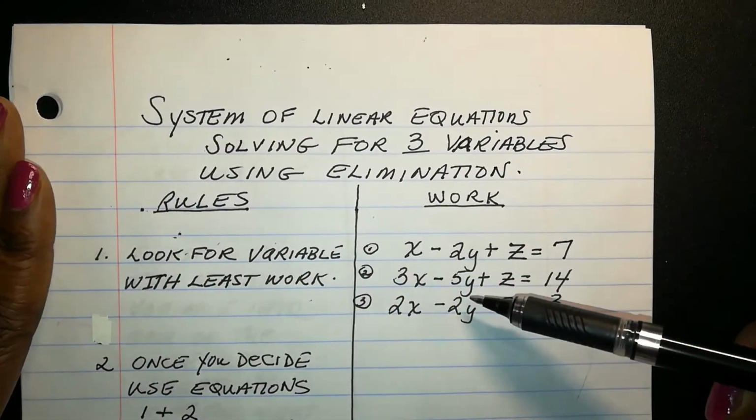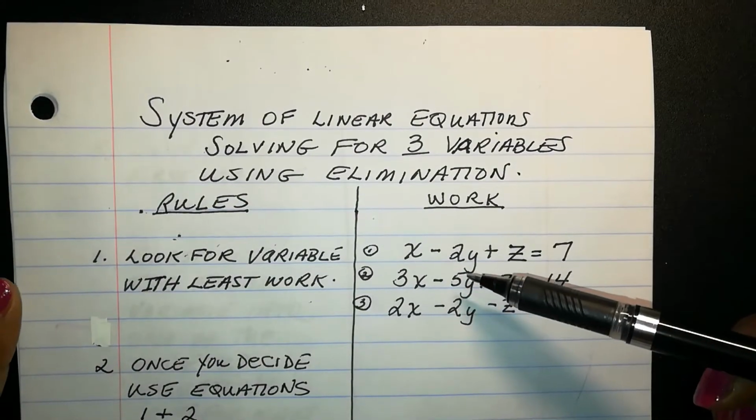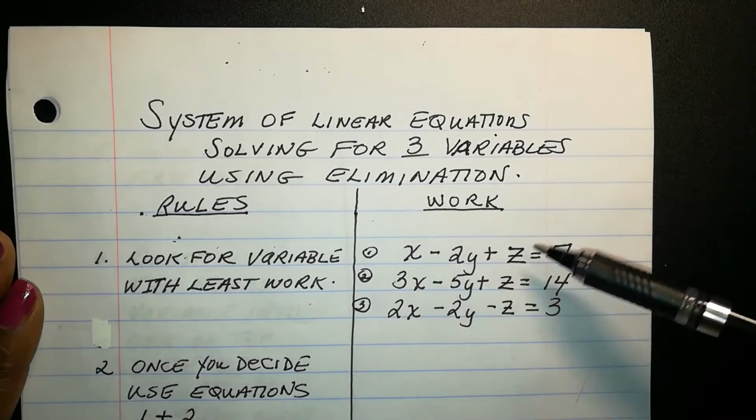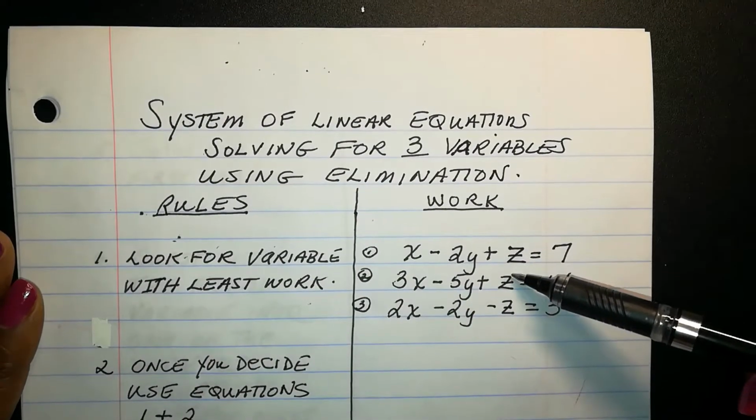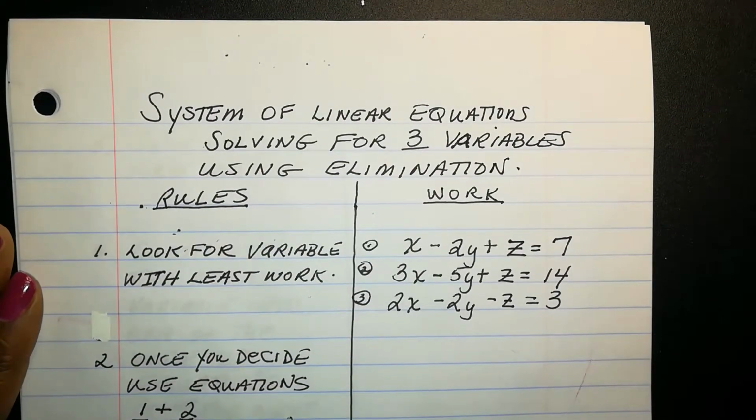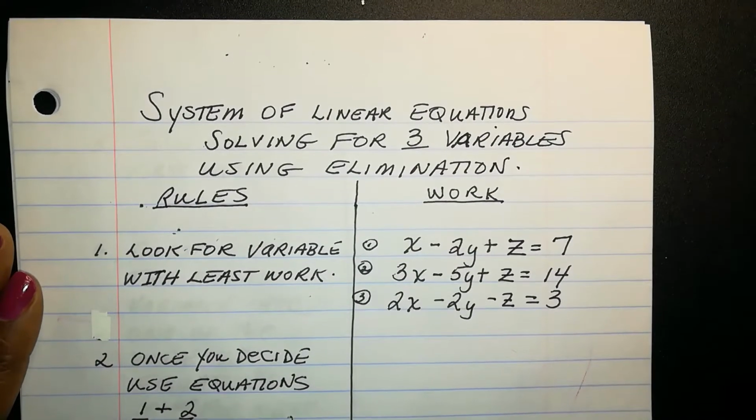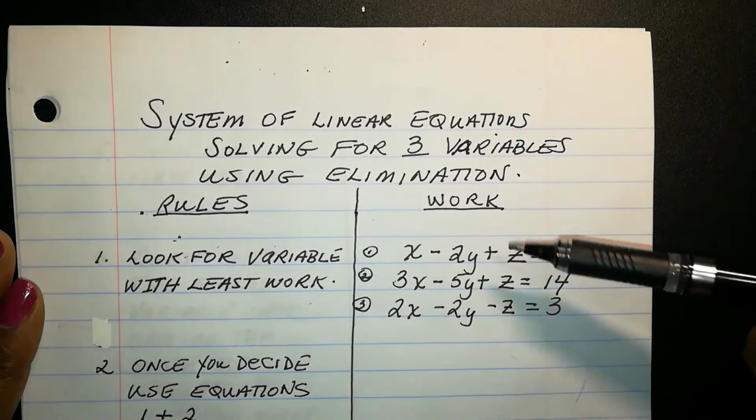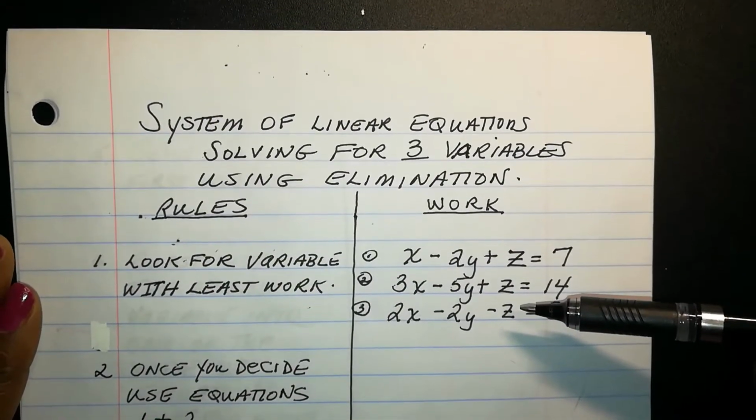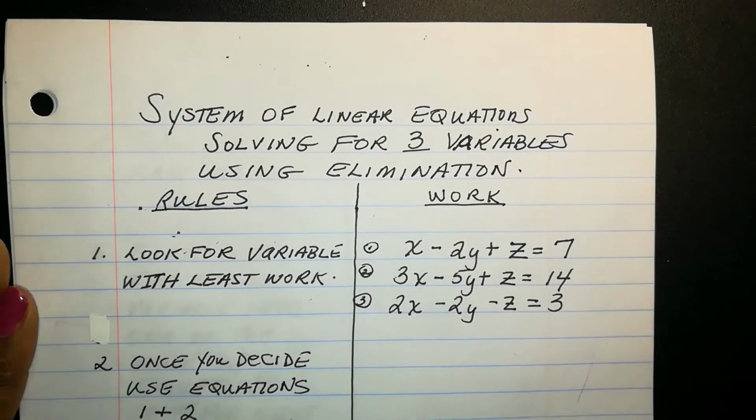The y's are kind of difficult also. We see two y's are the same, so that will be easy, but still we're going to have to do some multiplication here. But look at the z's. All of the z's are 1z. That means I would have no work to do. Absolutely no work at all. So the first thing you have to do is try to find the variable that's the least work. Now I would probably eliminate my z's first, and that's what I'm going to do for this problem.